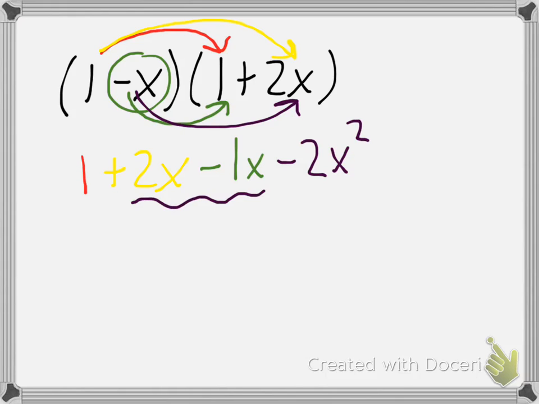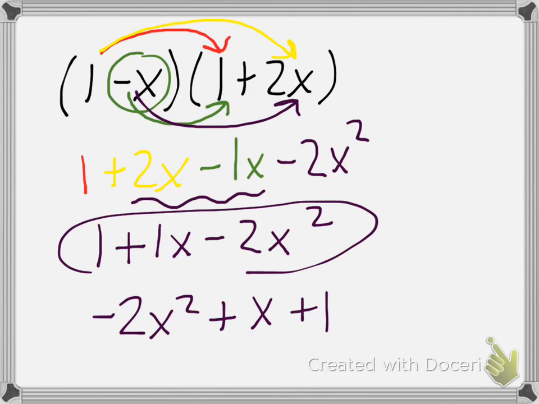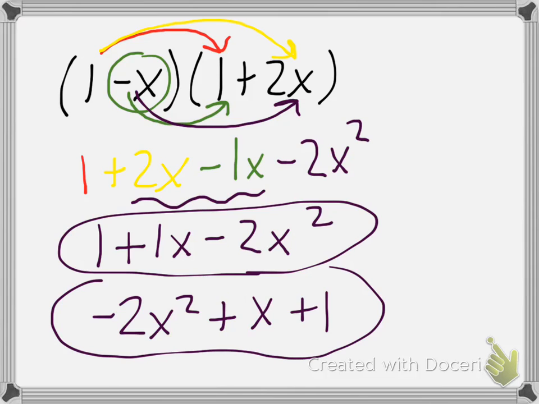Then these two combine. So you have 1, and positive 2x minus 1x is a positive 1x, and minus 2x squared. Usually they'll turn this around so that the x squared is first. So if I did that, it would be negative 2x squared, and then the x next, and then the 1. But this is fine too, so either one. They usually put it in descending order.